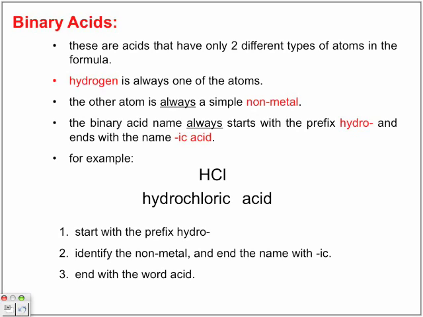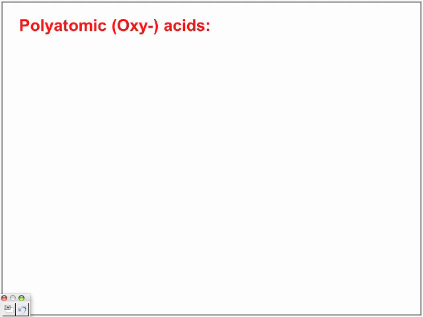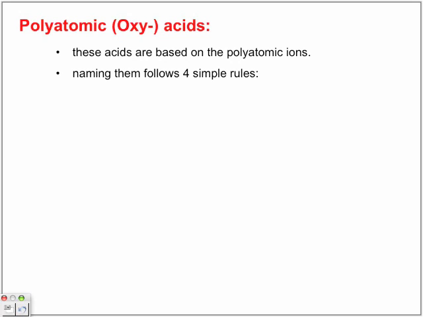The next set of acids that we're looking at are polyatomic acids, and these are the oxyacids. Oxyacids are all derivatives of the polyatomic ion. These acids are based on, as we said, the polyatomic ion. So you need to remember Nick the camel ate a clam for supper in Phoenix. You also need to know the variations because there are changes based on the name of the polyatomic ion that we're looking at. Now, naming them follows four simple rules.